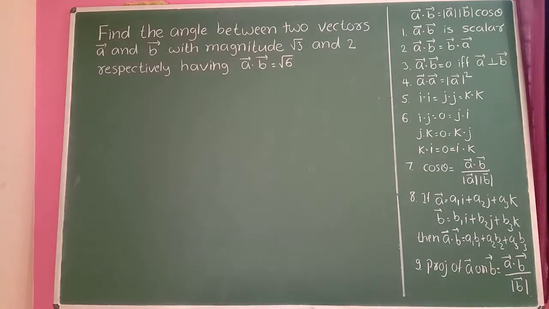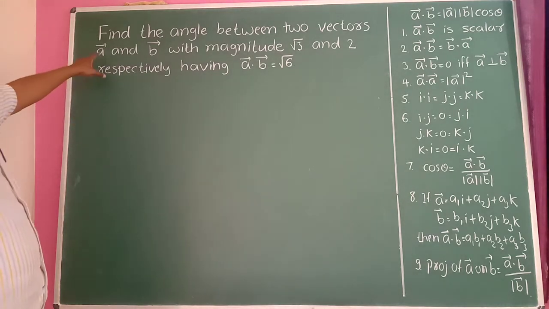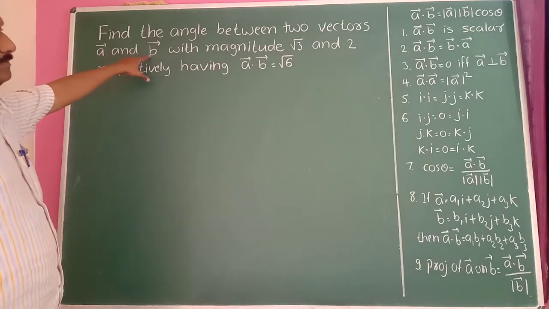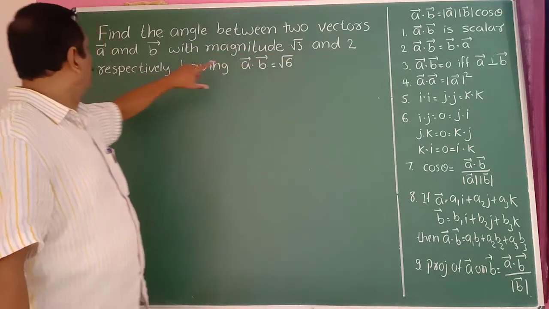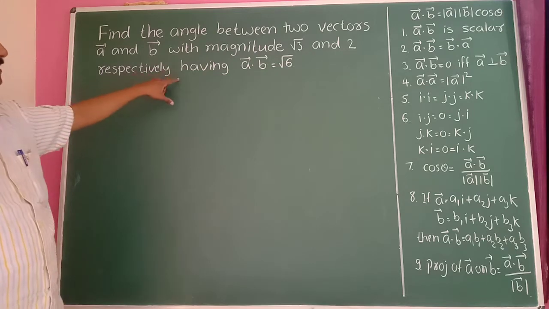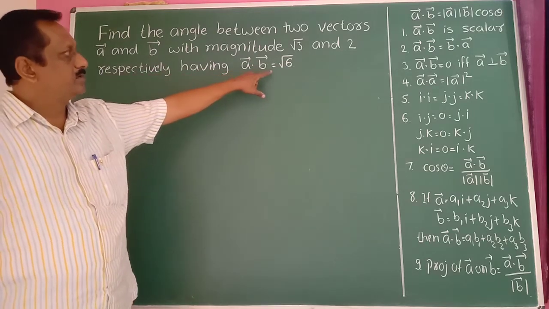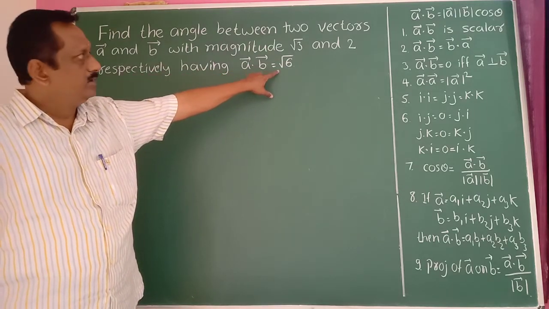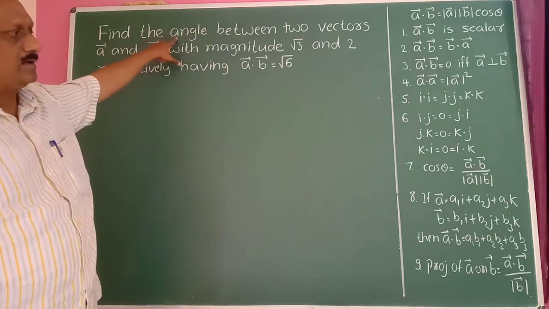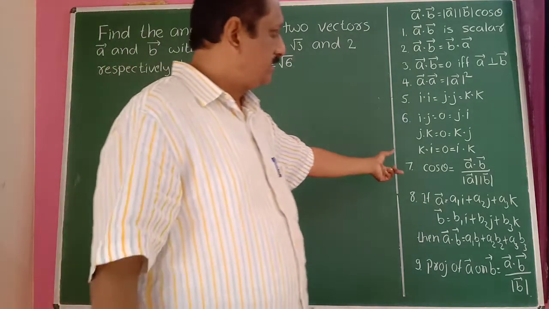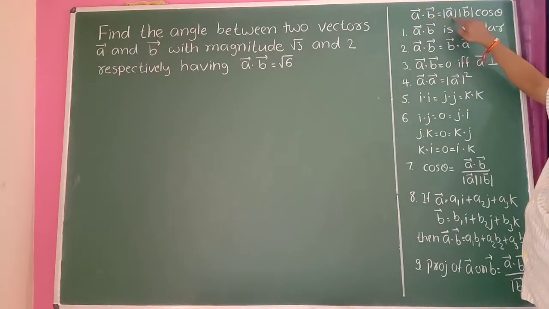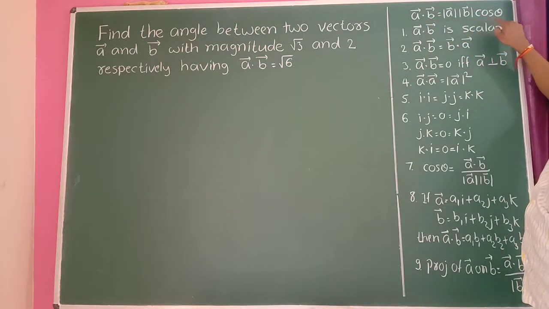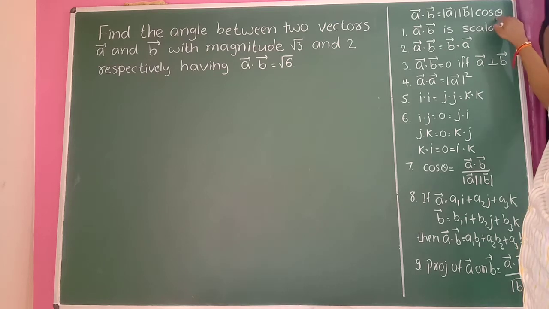Here, find the angle between the two vectors a bar and b bar, with magnitudes root 3 and 2 respectively, having a bar dot b bar equal to root 6. Use this formula, which is the definition of the dot product: a bar dot b bar is modulus of a bar into modulus of b bar into cos theta.